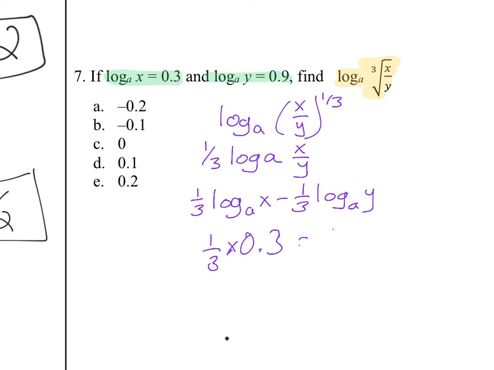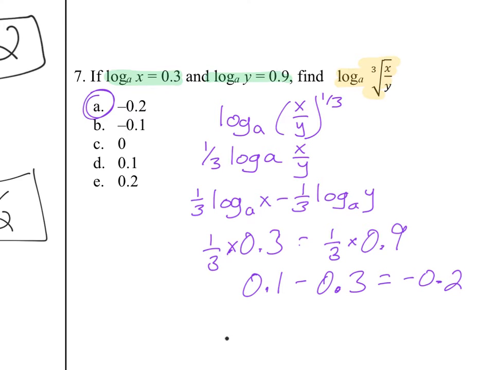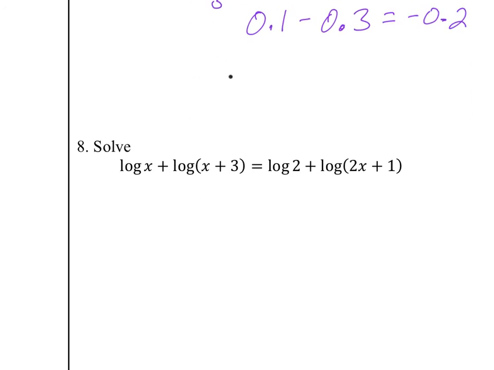And this is minus 1/3 times log A of y was 0.9. Well, 1/3 of 0.3 is 0.1. Minus 1/3 of 0.9 is, sorry, 0.3. 0.1 minus 0.3 is a negative 0.2. So my answer is A.